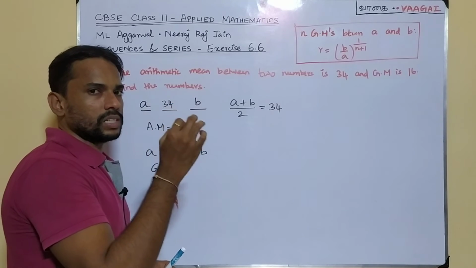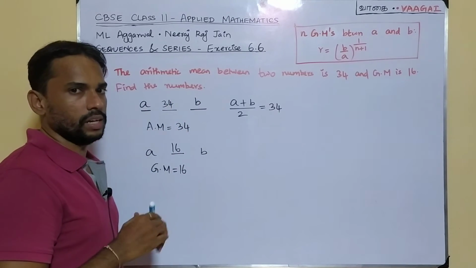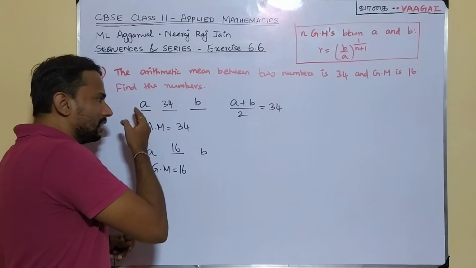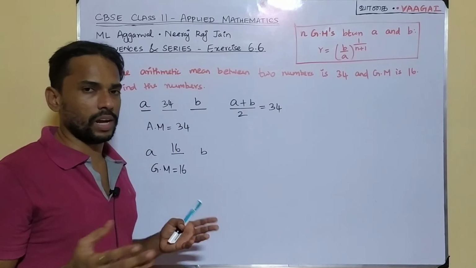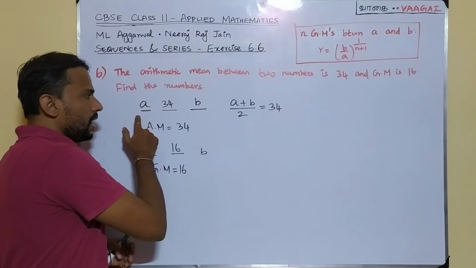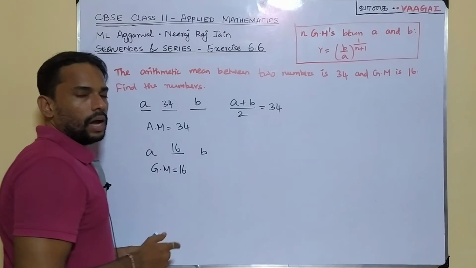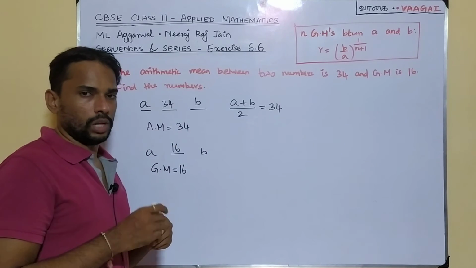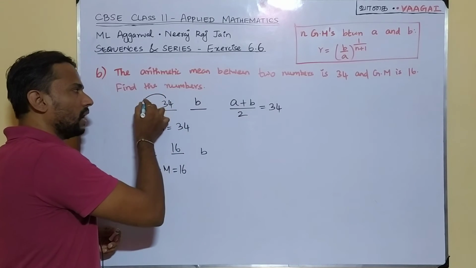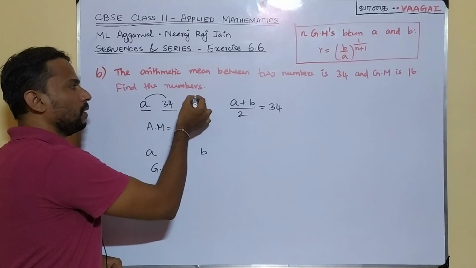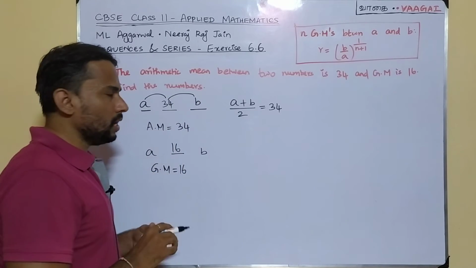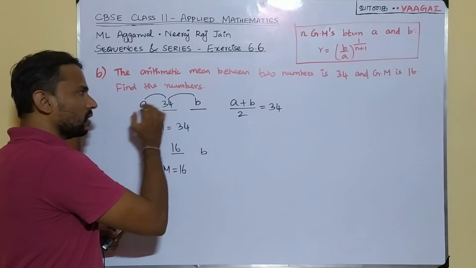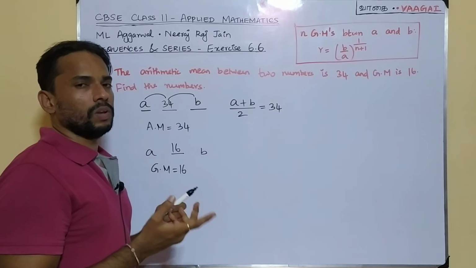And one more thing we have to understand here. Since this 34 is the arithmetic mean of A and B, these three numbers will form an arithmetic progression. So A, 34 and B, they all will form an arithmetic progression. That means the difference between 34 and A will be the same as the difference between B and 34. I repeat it once again: the difference between 34 and A will be same as the difference between B and 34. That is, this difference will be the same as this difference. The common difference will be the same.